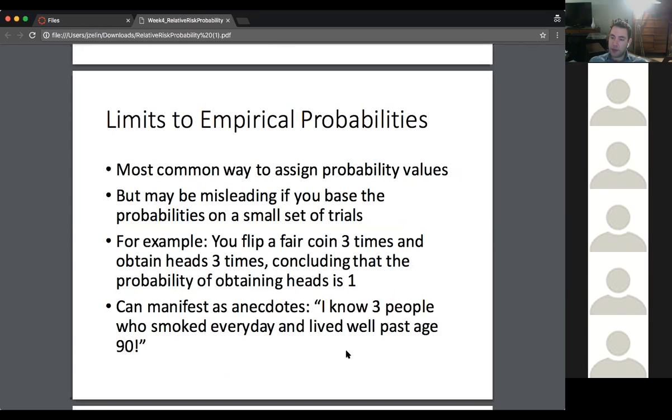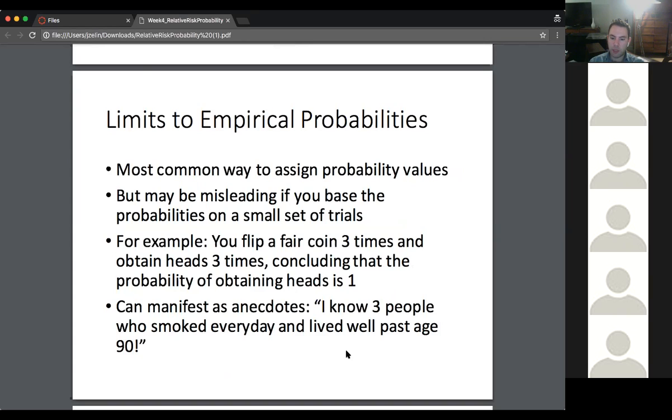But we know that's not true. The probability of getting a heads is 50%. And the reason why you're getting a false probability of 100% is because you have a small sample size. You're only flipping it 3 times. If you flip the coin 1,000 times or 10,000 times, you're more and more likely to get a 50-50 split between heads and tails. And that will get you to your true probability of something occurring.